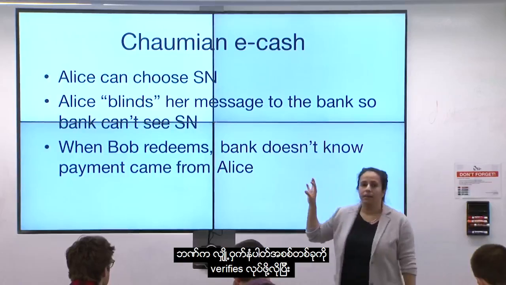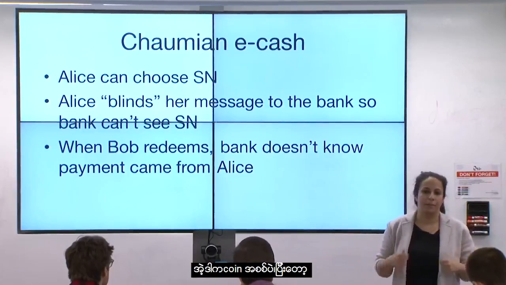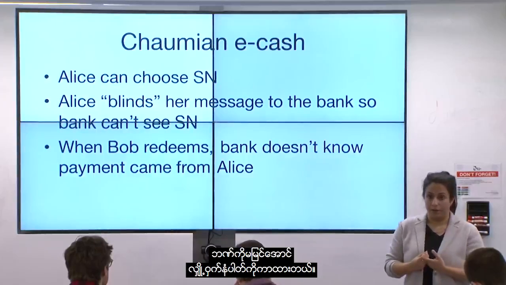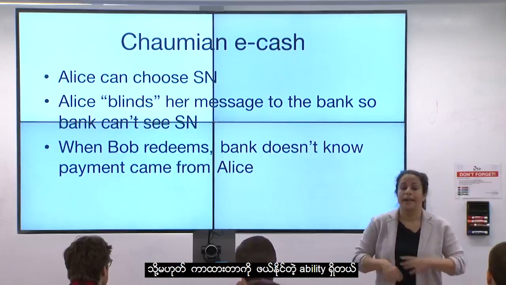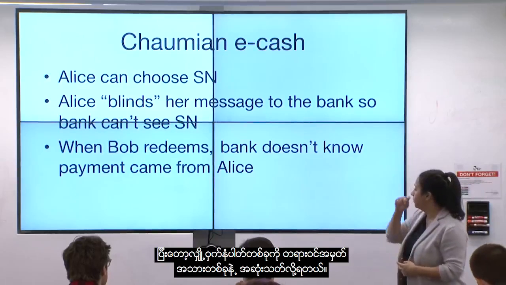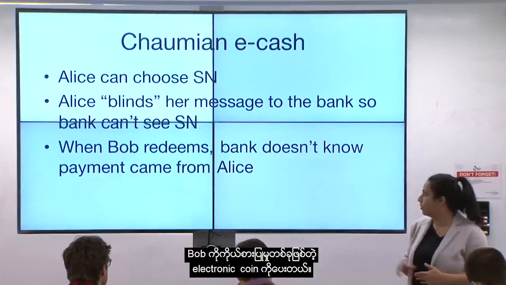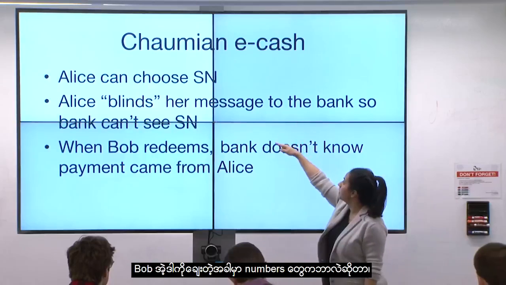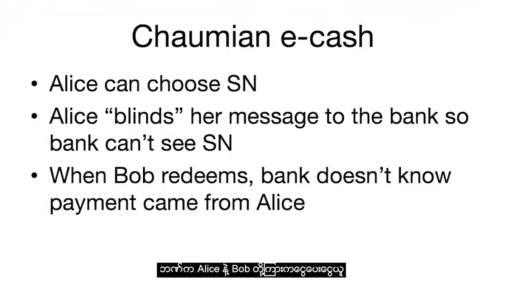So when the bank verifies that this secret number is a real secret number and it's really a coin, and Alice gave the bank $1 or something like that, the bank does so on the blinded secret number. And Alice actually has the ability to remove that randomness, or that blinding, later and end up with a valid signature on a secret number. So Alice does the same thing that she did before. She gives Bob a representation of that electronic coin. And when Bob redeems it, note that the bank never sees what the number is. So when Bob redeems it, the bank has no way of linking the payment between Alice and Bob.